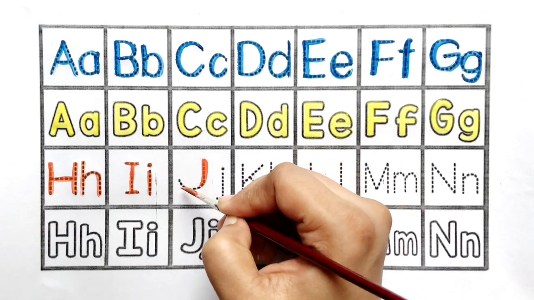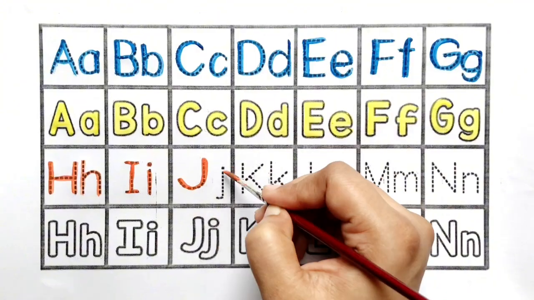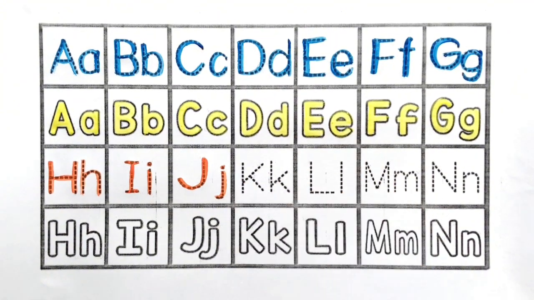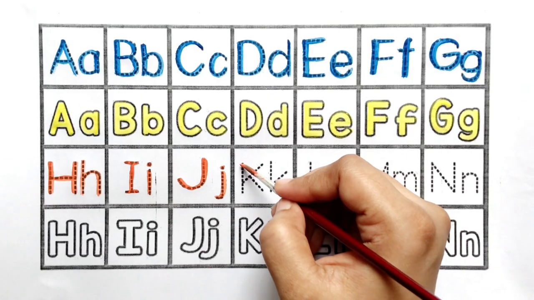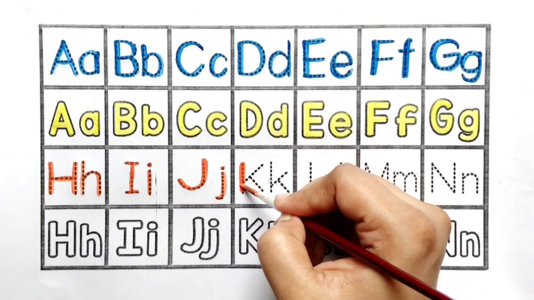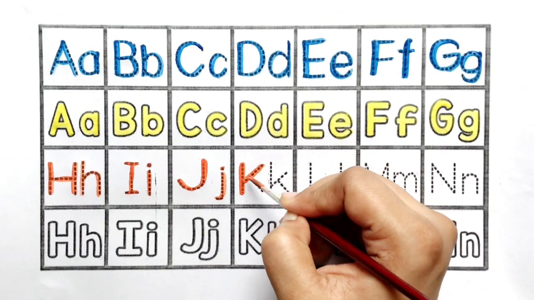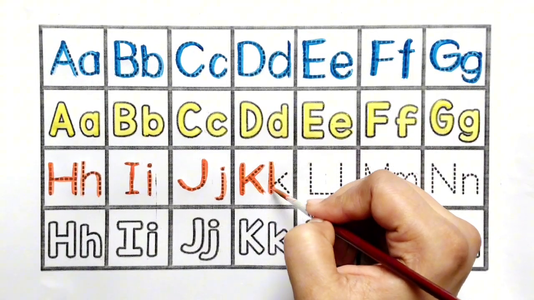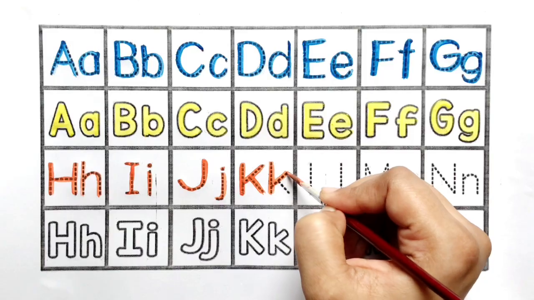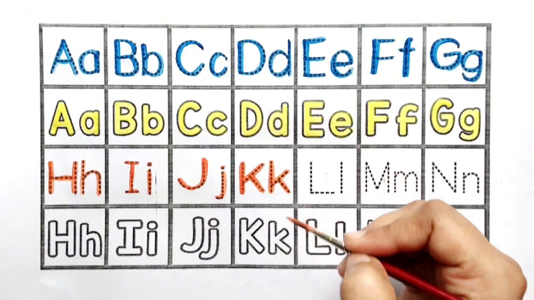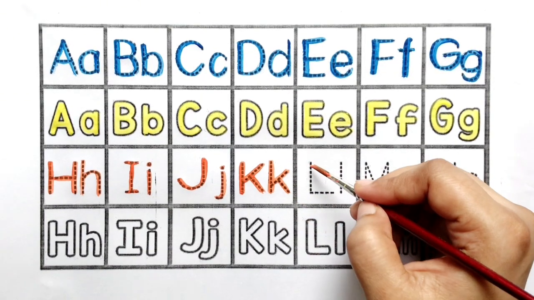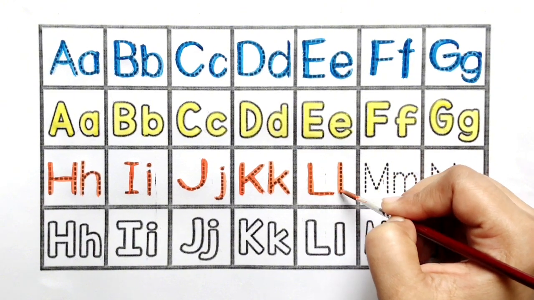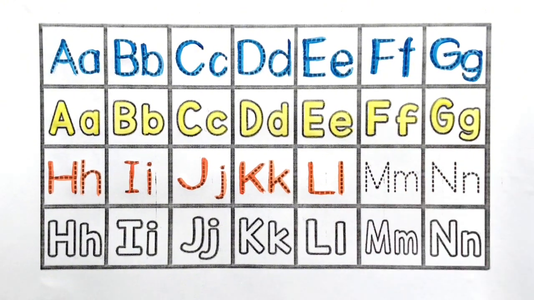Uppercase letter J. Lowercase letter J. J for joker. Uppercase letter K. Lowercase letter K. K for kite. Uppercase letter L. Lowercase letter L. L for line.